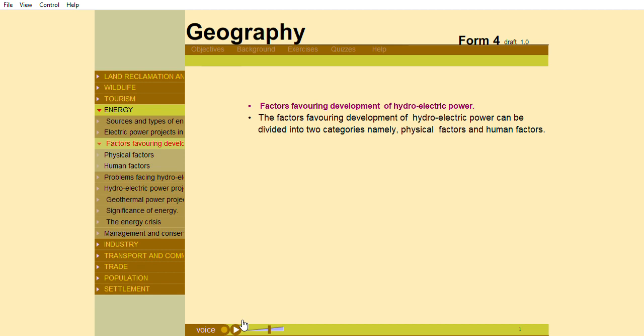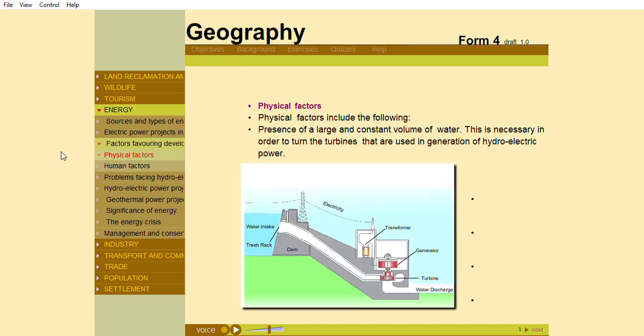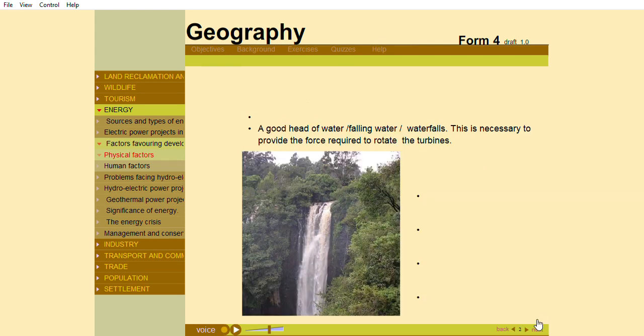The factors favoring development of hydroelectric power can be divided into 2 categories, namely physical factors and human factors. Physical factors include the following: presence of a large and constant volume of water. This is necessary in order to turn the turbines that are used in generation of hydroelectric power. A good head of water, falling water, and waterfalls. This is necessary to provide the force required to rotate the turbines.